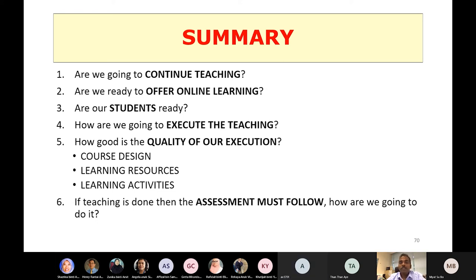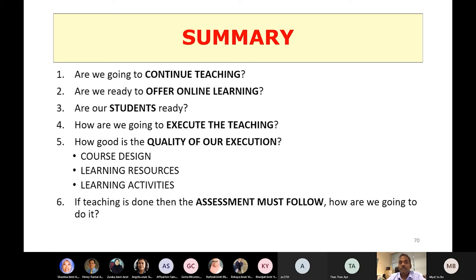How are we going to execute the teaching? We discussed this, and we can have different modes of how to tackle this question. And how good is the quality of our execution? Our course design is very important. The content is not that important, but the course design is more important. Learning resources need to be provided. And also do engage your students with meaningful activities.